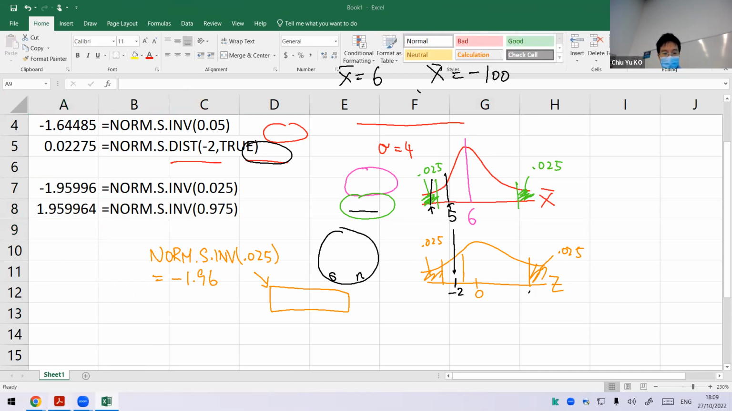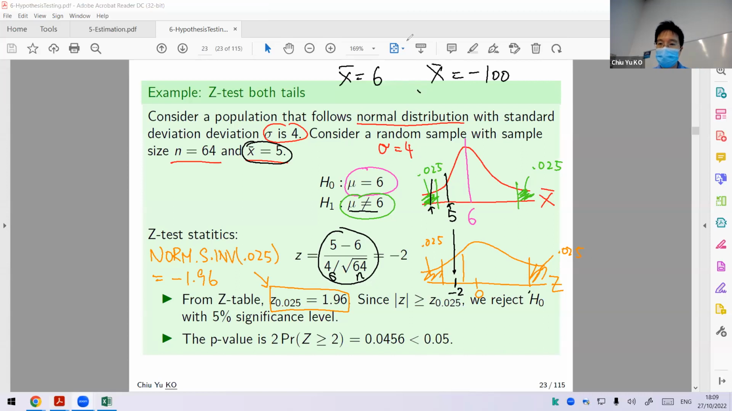So what we have is negative. We figure out 0.025 is actually like here, deep inside. So this is negative 1.96. As you see, negative 2 is less than negative 1.96. So that's why we reject. Of course, if you get the number negative 1.6, then you don't reject. Is that okay? So in this case, we reject.